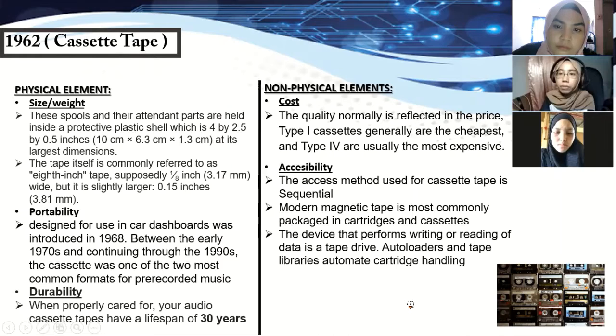Okay, so for the cost, the quality normally is reflect in the price. Tape and cassette generally are the cheapest. And type 4 are usually the most intensive. Okay, so for the accessibility, the access method used to case type is sequential.